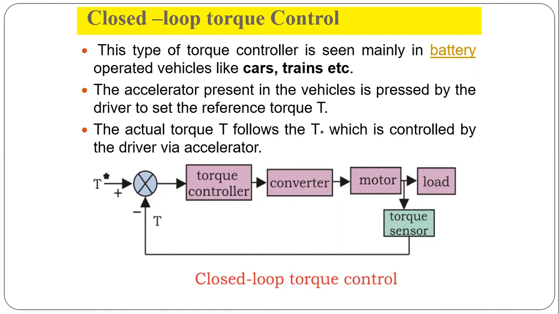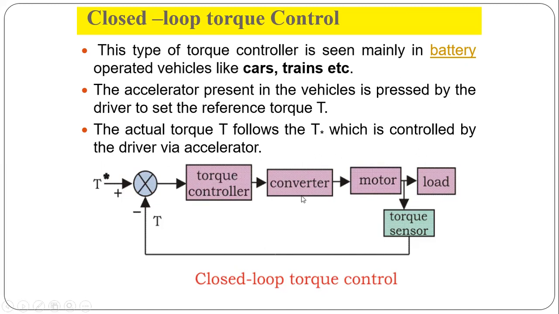The accelerator present in the vehicle is fixed by the driver to set the reference torque T star, right? And the actual torque T follows the torque T star, which is controlled by the driver via the accelerator. As you can observe in this block diagram, it is also shown how to control the torque through this closed loop torque control method.